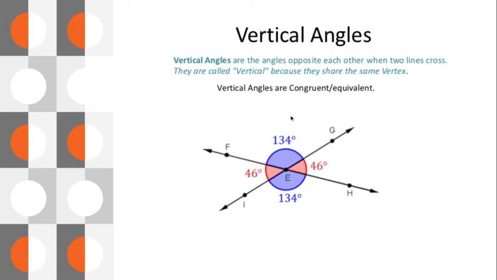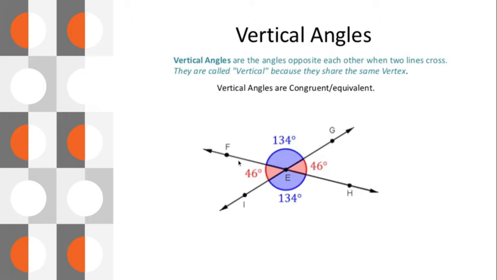A very, very important concept that we use a lot in geometry is the concept of vertical angles. Now, you're used to thinking of vertical meaning straight up and down. That's not the case in vertical angles. Vertical angles are the angles opposite each other when two lines cross. They're called vertical angles because they share the same vertex.